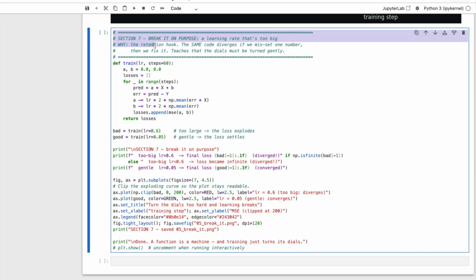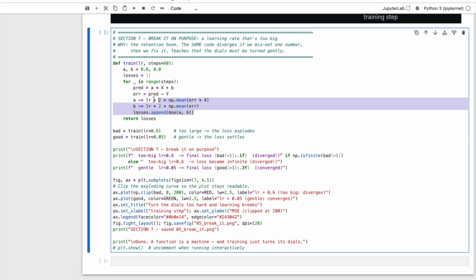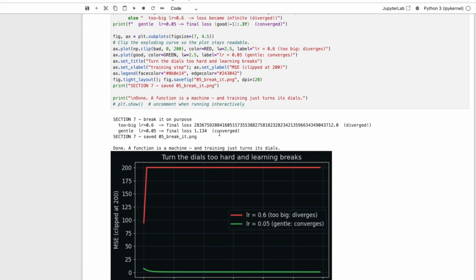But here is the trap that catches everyone. The learning rate controls how hard we turn the dials. Set it too big, say 0.6, and watch. The loss explodes to infinity. The machine overshoots and never settles. Drop it back to a gentle 0.05 and it converges smoothly. The lesson, turn the dials gently.